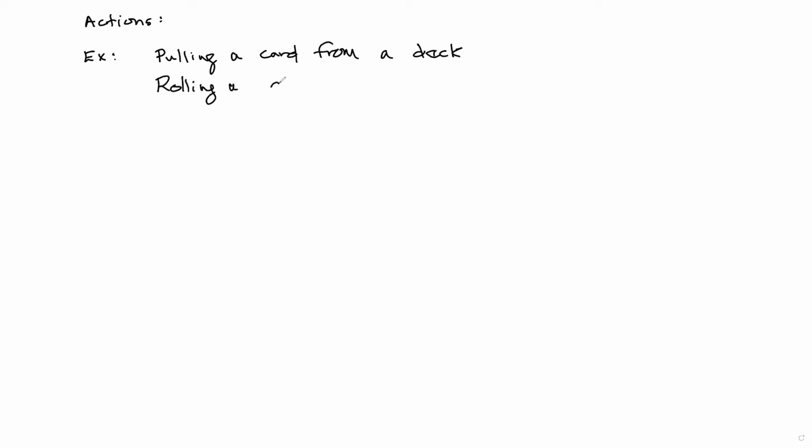Okay, so up to this point, we've focused heavily on criteria. Let's talk about actions. First, what do we mean by actions? What are examples of actions? It could be pulling a card from a deck of cards, rolling a dice. Or rolling a die, I guess. Dice is plural. It could be flipping a coin.